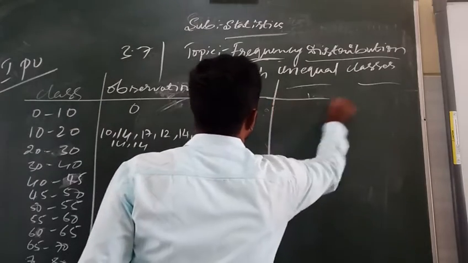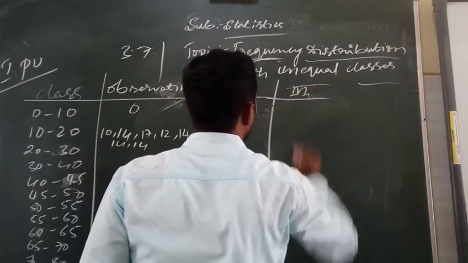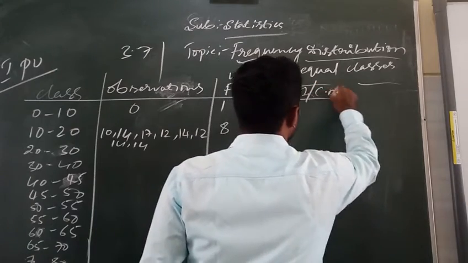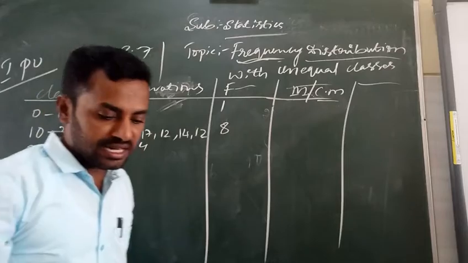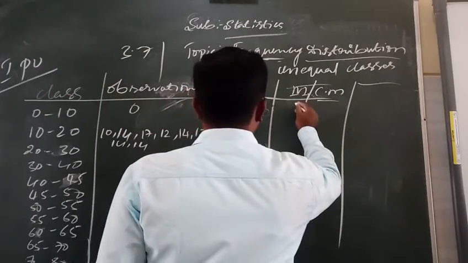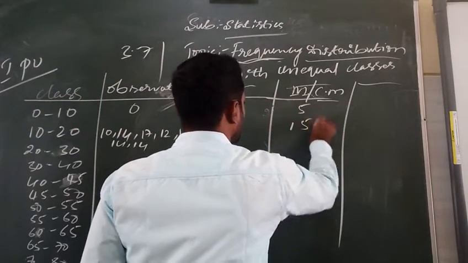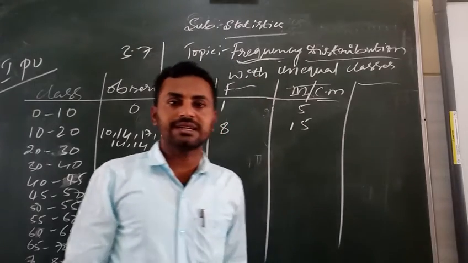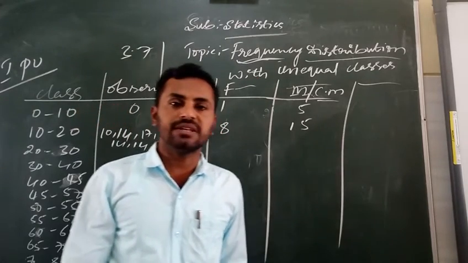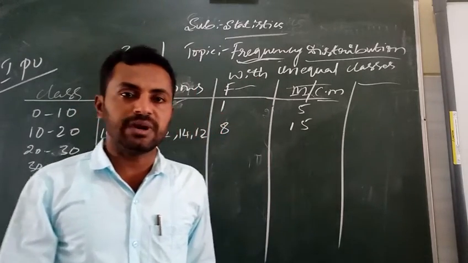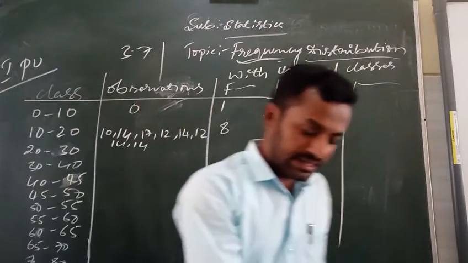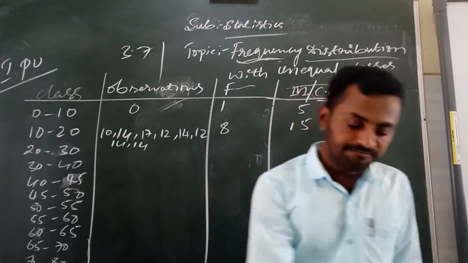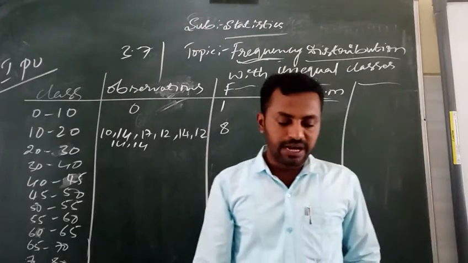then midpoint or class mark, the last column. We know that the last column is the midpoint or class mark. Here 5, 15. How are we going to calculate the class mark or midpoint? Midpoint is equal to L1 plus L2 divided by 2. See, like that we are going to calculate table number 3.1.